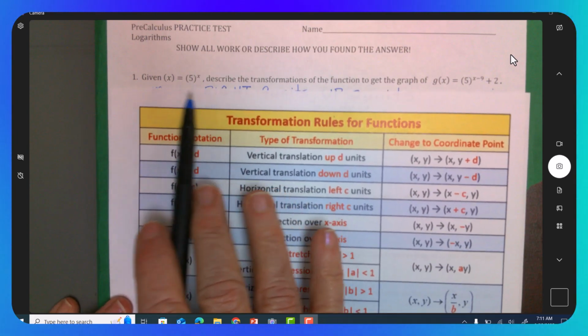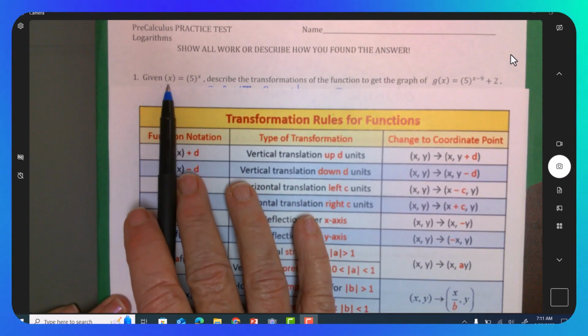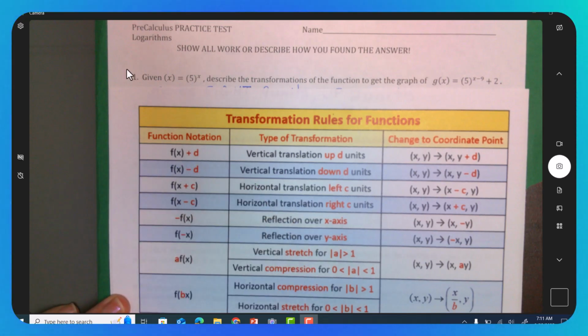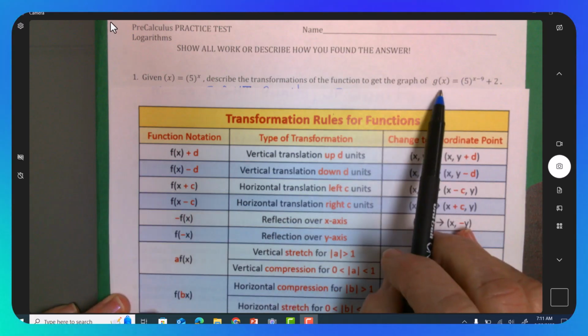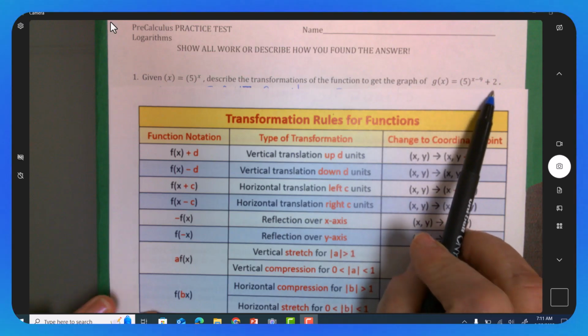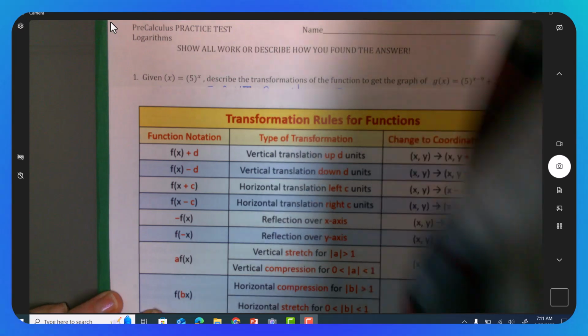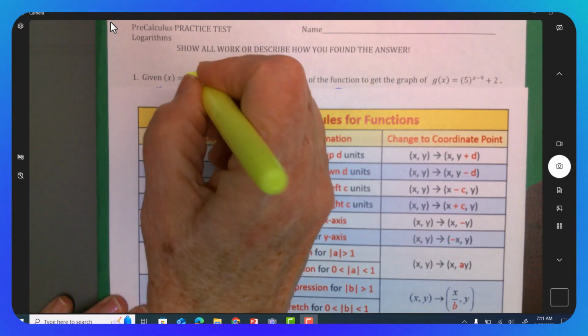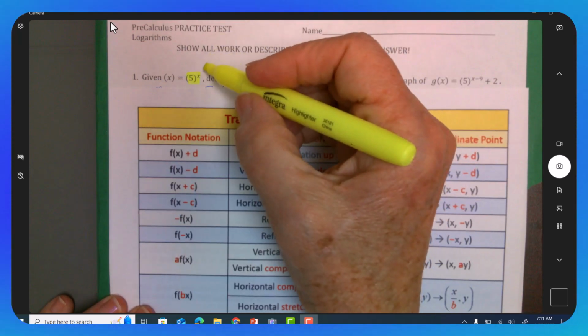All right, question number 1 says we're given f of x equals 5 to the x. We're asked to describe the transformation of the function to get this graph, g of x equals 5 to the x minus 9 plus 2. So our parent function is here. It's an exponential function. We're raising to the power of x.